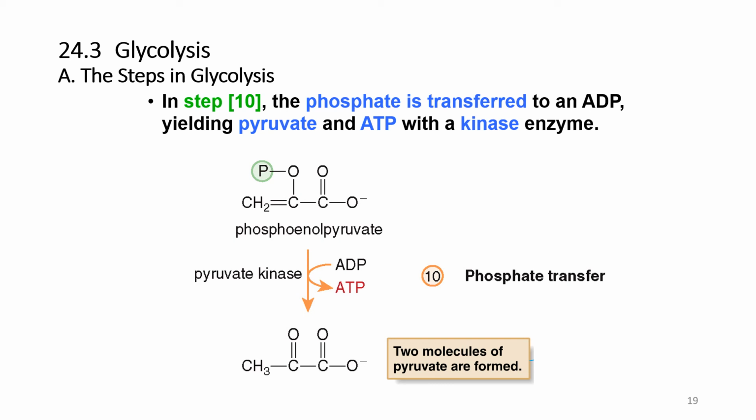The last reaction in glycolysis, a phosphate again is transferred by pyruvate kinase to ADP to produce that ATP. So this is another substrate level phosphorylation, and because we started with 2 glyceraldehyde 3-phosphates, we end up with 2 pyruvate molecules.